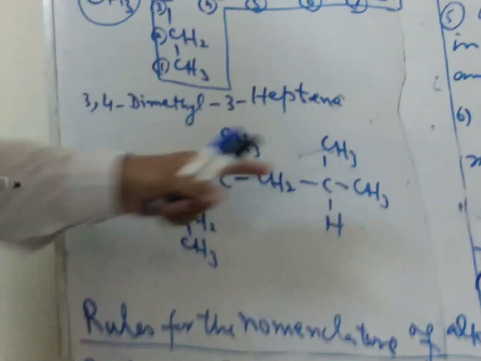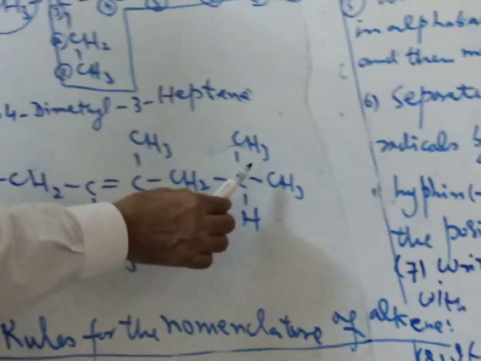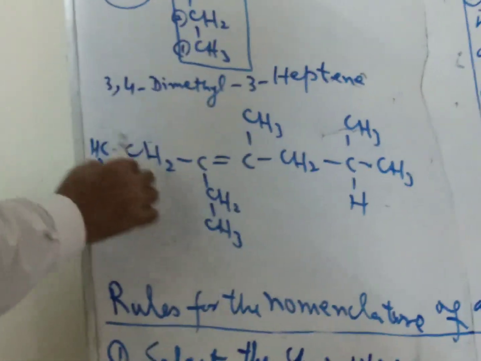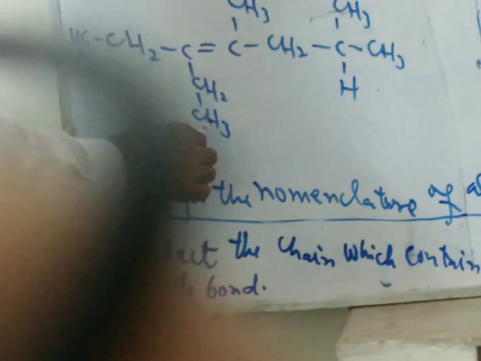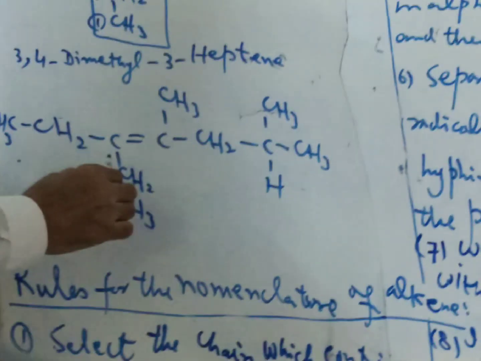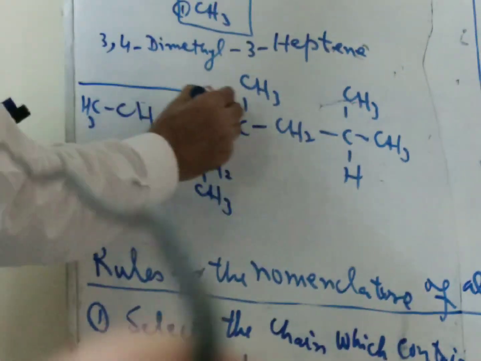First of all, we must count the number of carbon atoms, that is, the longest chain. 1, 2, 3, 4, 5, 6, 7. So 7 is the longest chain. So mark this one.